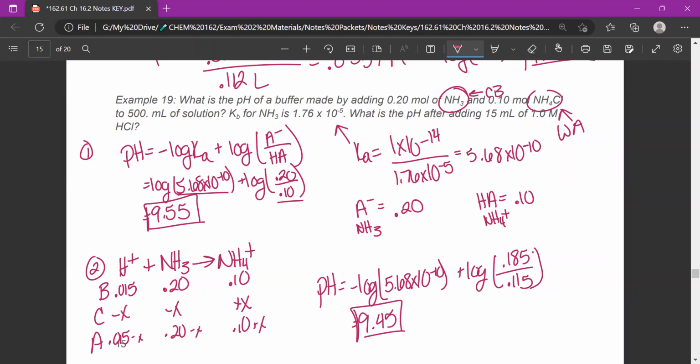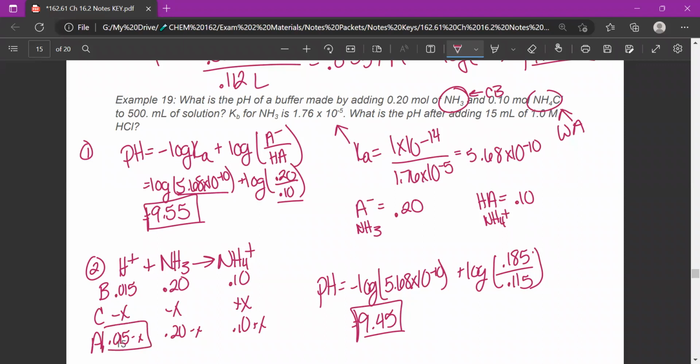Okay. And part 2, I added acid, right? I was adding HCl, and it would react with the base part. So I used NH3 to make NH4 plus. I put in all my starting initial moles: 0.015 moles of hydrochloric acid, 0.20 moles of ammonia, and 0.10 moles of ammonium. And minus X plus X, plug all that in. I know I'm going to run out of this one. So X was 0.015, plugged it back in.